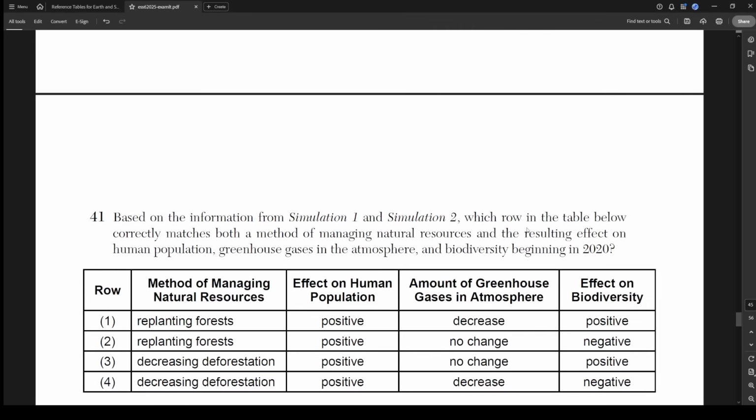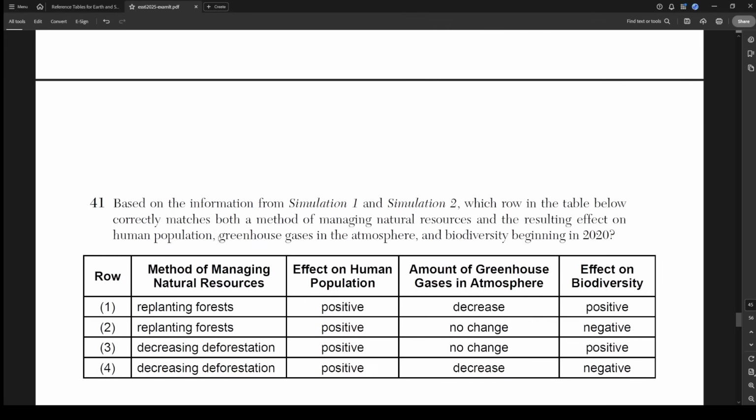Based on the information, which row in the table below correctly matches both the method of managing natural resources and the resulting effect on human population, greenhouse gases and biodiversity beginning in 2020?